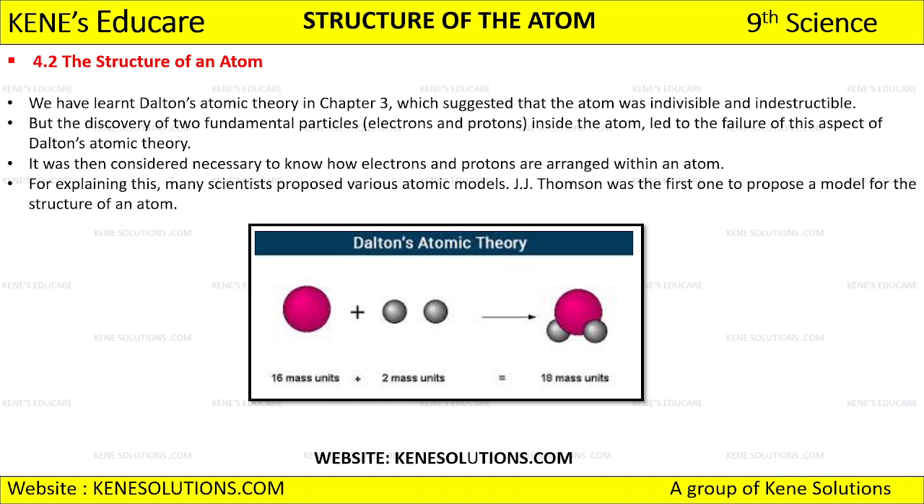Okay, and here we have information on J.J. Thomson as well, because he was the first person to propose a model for the structure of an atom. Now J.J. Thomson has given us the concept of electrons, right? So it was all because of J.J. Thomson that the electron, protons, and everything became known to us. Okay.